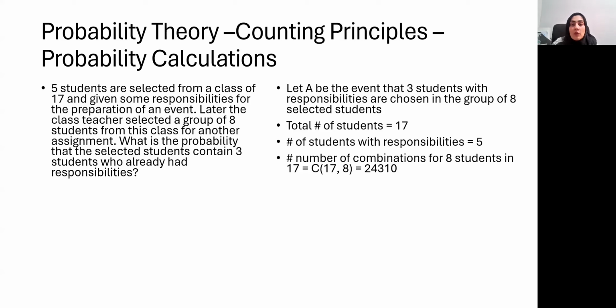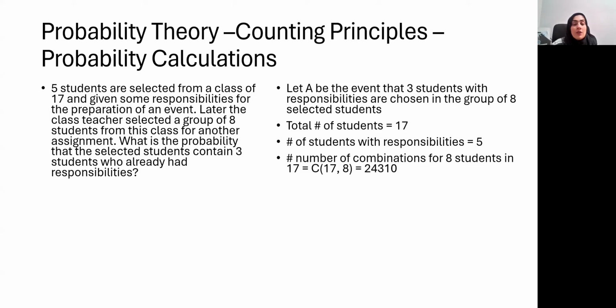At this moment, irrespective of whether they have responsibilities or not, it's from the total pool of 17 students, including both types. So the total number of different samples that are possible, the total number of different 8-member teams that can be selected from these 17 students, is given by this combination expression, which is 24,310 different combinations.